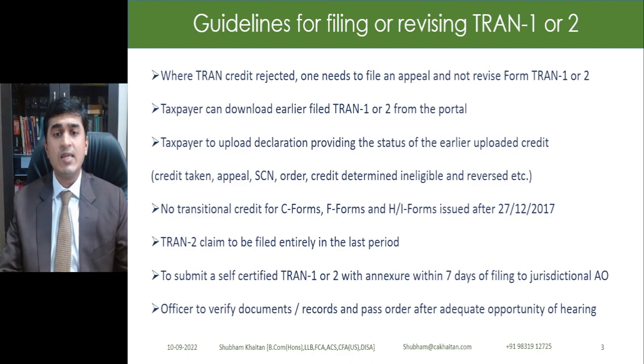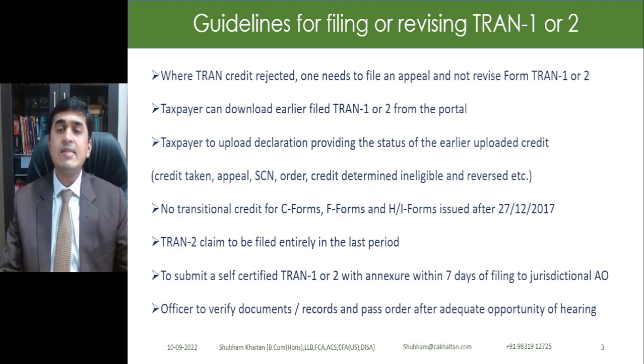So in all these cases, the TRAN 2 form had to be filed for 6 months based on the sales made from July 17 to December 17. Now, instead of filing and revising TRAN 2 for each of these periods from July to December, one can simply select the last period, let's say December 17, and thereafter claim the entire credit in December 17, right?